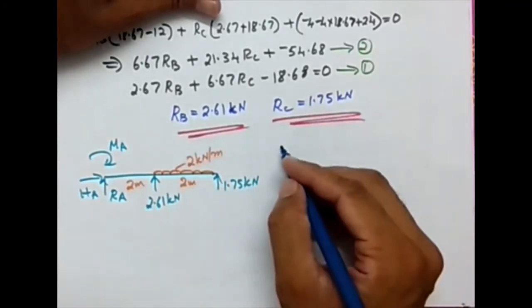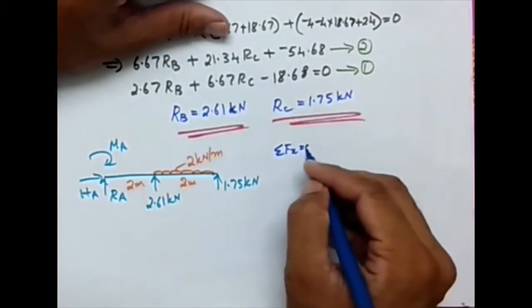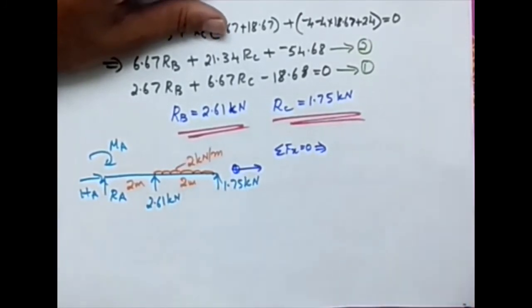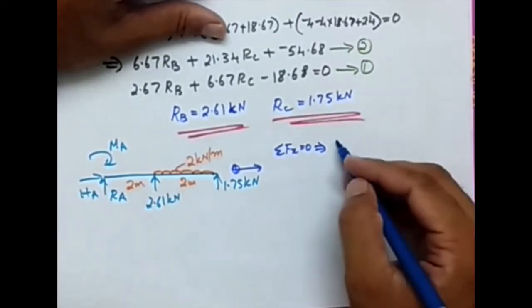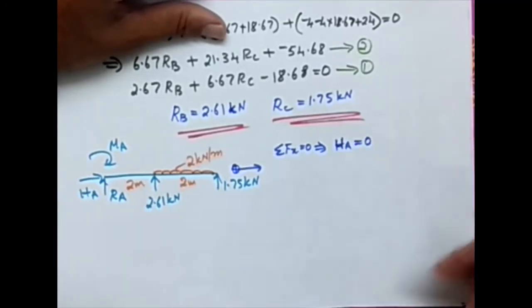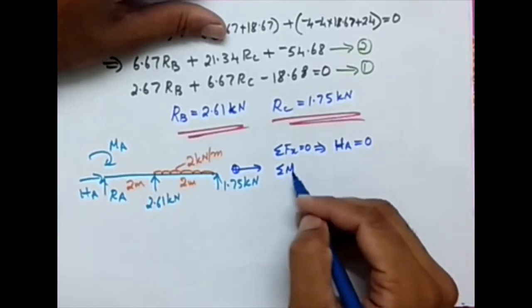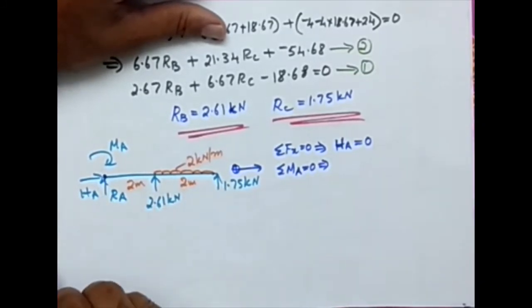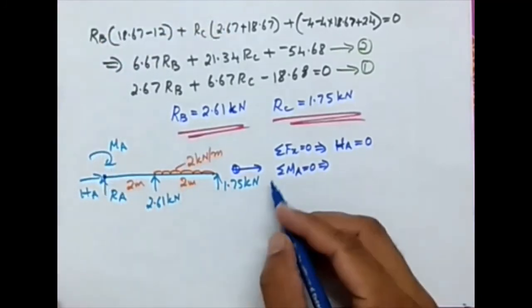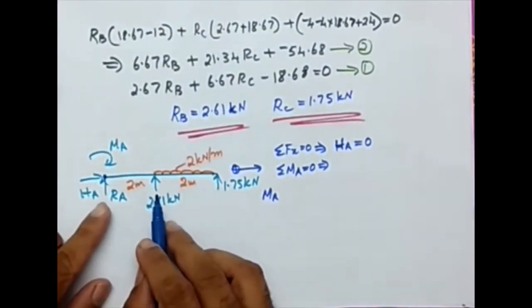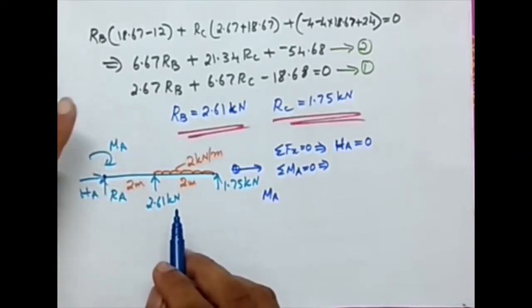I will do that. So first I will be trying sigma Fx equal to 0. I need to have a sign convention. I'm taking all the forces to the right as positive. HA, the only force in the horizontal direction is HA, so HA equal to 0. Then sigma MA equal to 0. If I attempt that, I'm taking moment with respect to this point. So the moments are, one is MA, okay, MA is clockwise. Then 2.61 times 2, it is anti-clockwise.